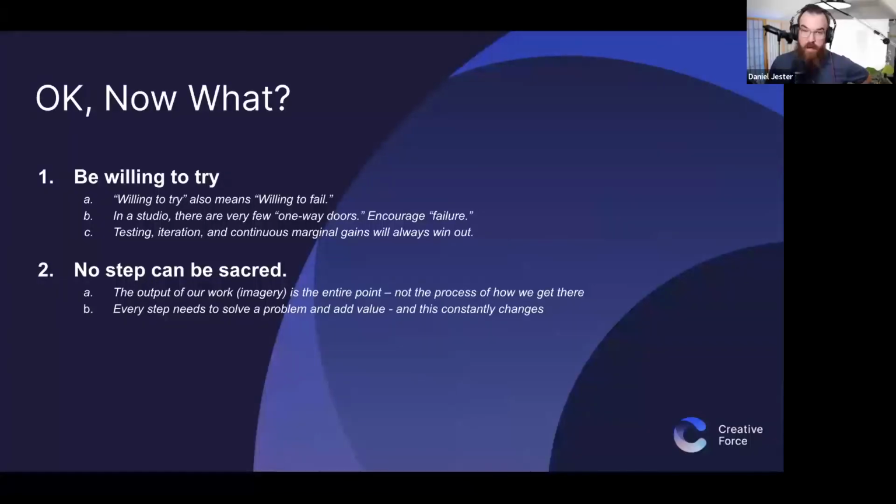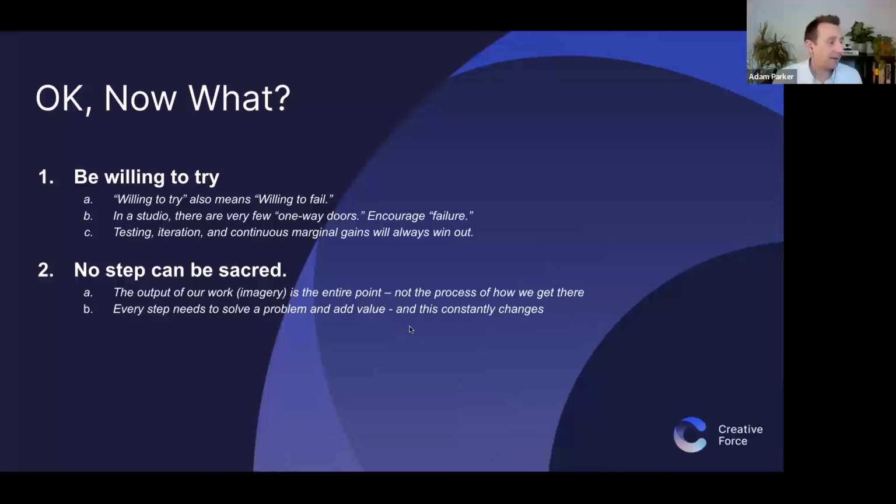No step can be sacred. Everything that we do is about creating an image to sell that product online, and every way that we break out that process is in service of that greater goal. Adam, you wrote it really perfectly here: the output of our work is the entire point, not the process of how we get there. What I mean by that is you have to be willing to put things on the chopping block. Someday there's going to be an ability to not have a team full of steamers in a studio steaming garments. We have to be willing to not consider garment steaming a sacred part of the process, but something that we can evaluate and change as technology catches up with the work that we're doing.